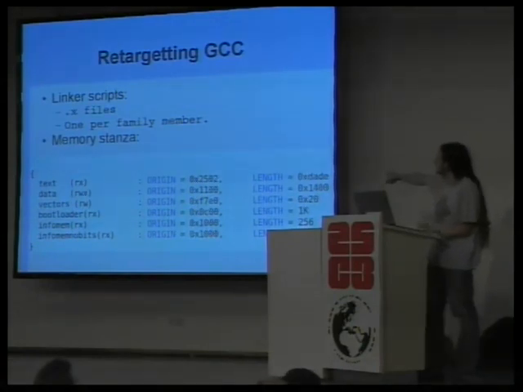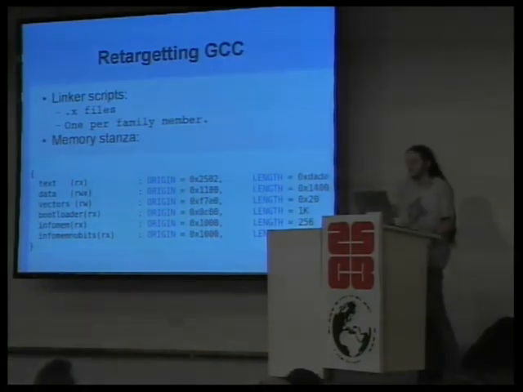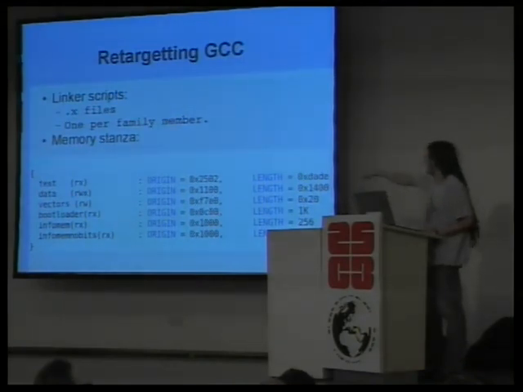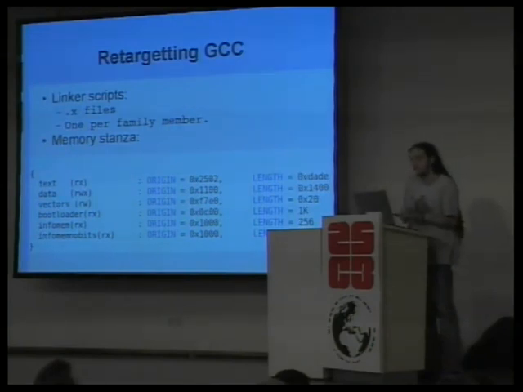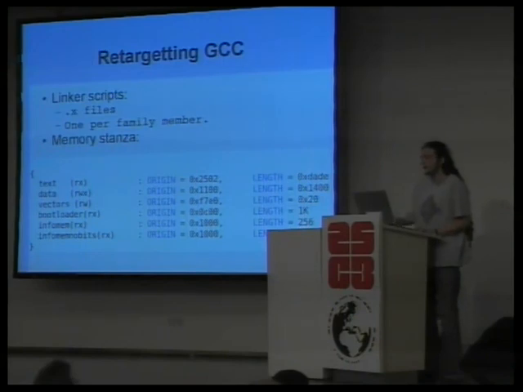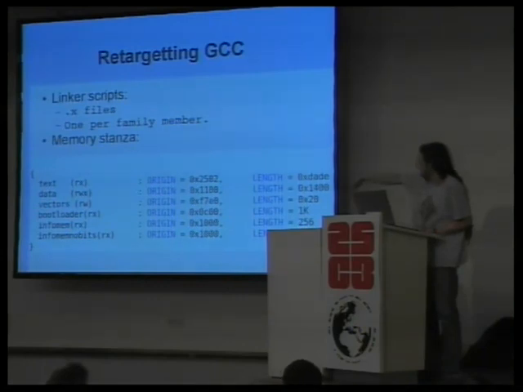So taking advantage of this feature, I moved the text region, which is where executable code exists, from 2500 to 2502, and then I reduced its length so that it no longer collides with the end of memory. The data region is RAM, and I left that unchanged. Then the vectors I moved down to F70. And the bootloader and info memory and such are ignored by the compiler.